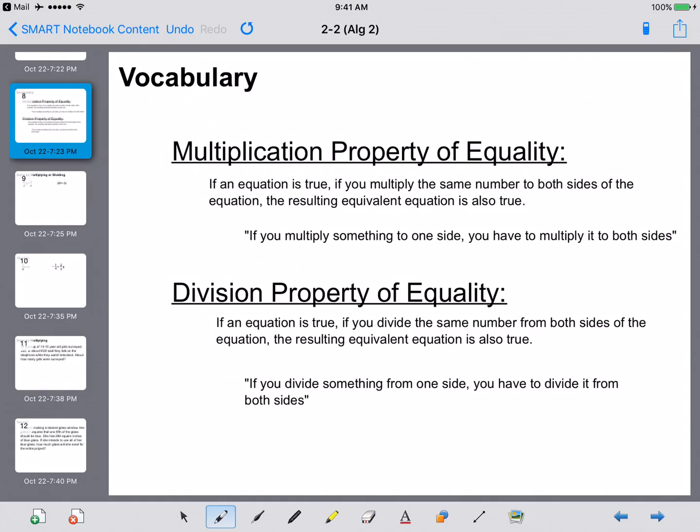Now we've got the multiplication property of equality and the division property of equality. So just like before, if you multiply something to one side, you have to do it to the other. If you divide something from one side, you have to do it to the other. So your properties of equality are basically just saying what you do to one side, you have to do to the other in order to keep the equations equal.